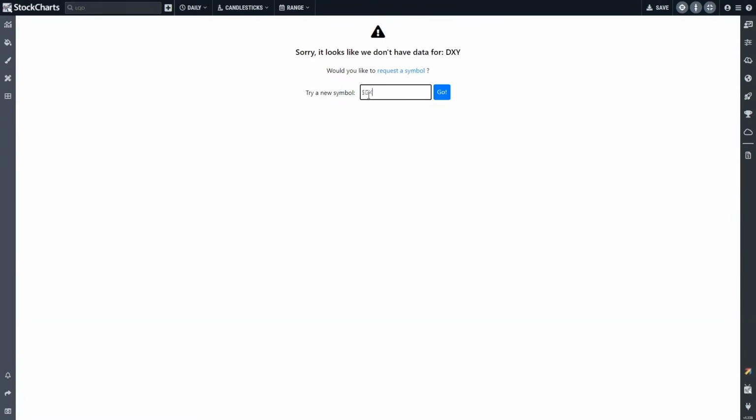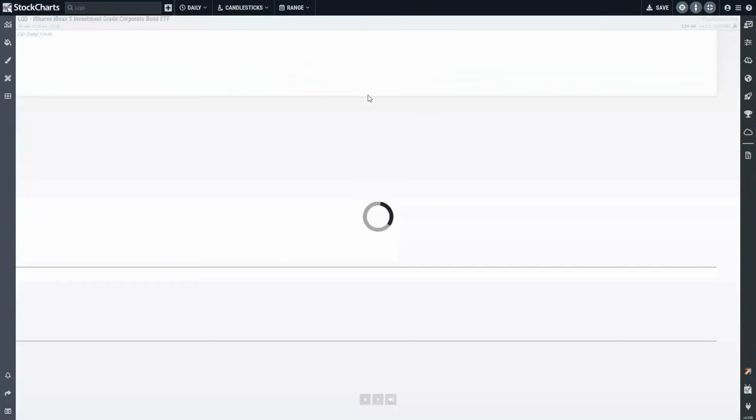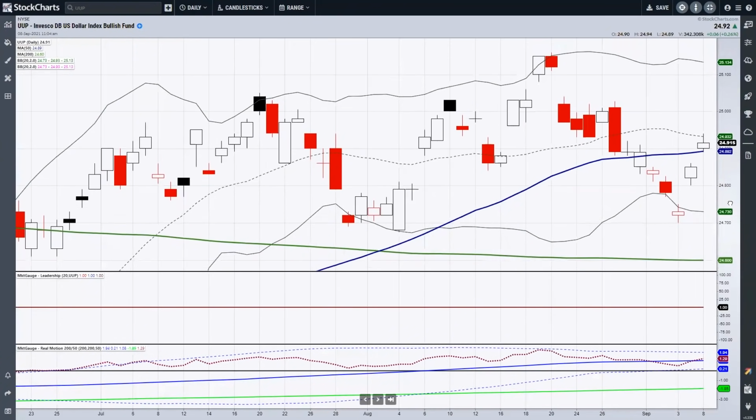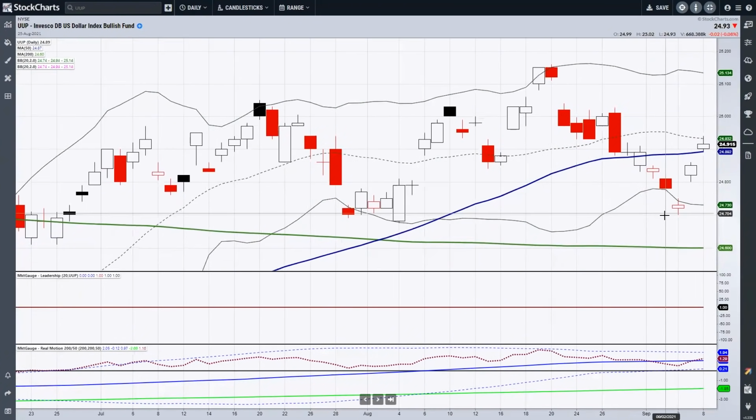Now, if we move to the dollar, which I believe I may have to put a dollar sign in front of, let's see. Nope. Okay, we're going to look at this through UUP. So you can see that we had this big breakdown, and then we popped back up actually above the 50-day moving average and above the 50-day moving average in the momentum. So the momentum is still strong.